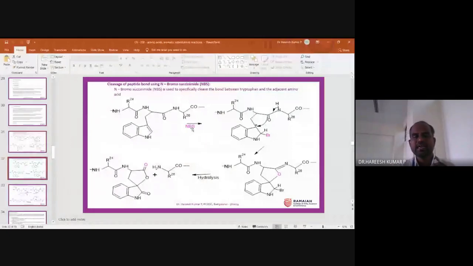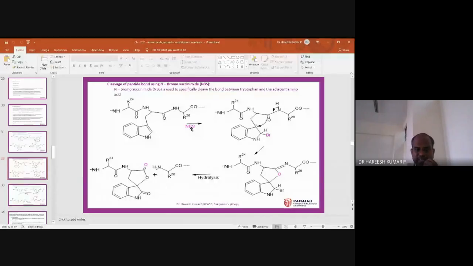NBS, it is a reagent called N-bromosuccinimide. It contains Br plus. That means it will act as a source of Br. NBS will act as a source of Br. So what will happen? You know that this carbon is there, no? This carbon is electrophilic. When a tryptophan-containing peptide is treated with NBS, there will be a new bond formation between this carbon and the bromine of NBS. That is how a compound is obtained. In the bond formation, this bond pair is used. That is the reason this carbon attains a positive charge.